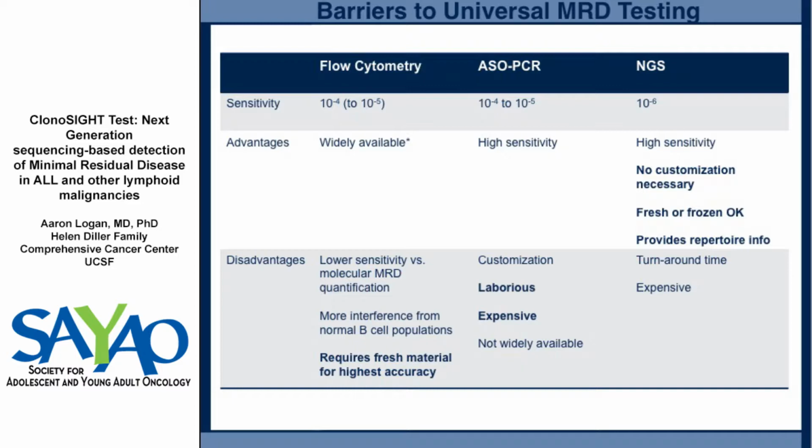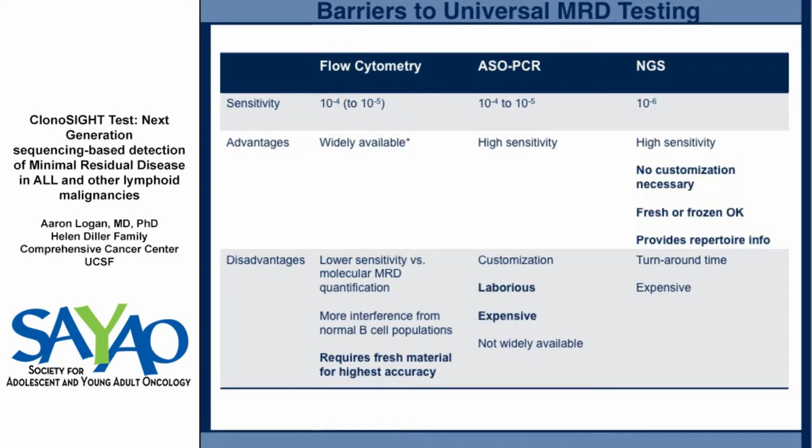One might say that flow cytometry is widely available, but as Dr. Hunger said, all flow MRD is not equal. Community programs may do flow cytometry, but they may not certainly interpret it like Mike Borowitz or Brent Wood. There are some additional constraints on flow cytometry, including that it's really best done with fresh material, and the results may not be as reliable if the sample has been frozen.